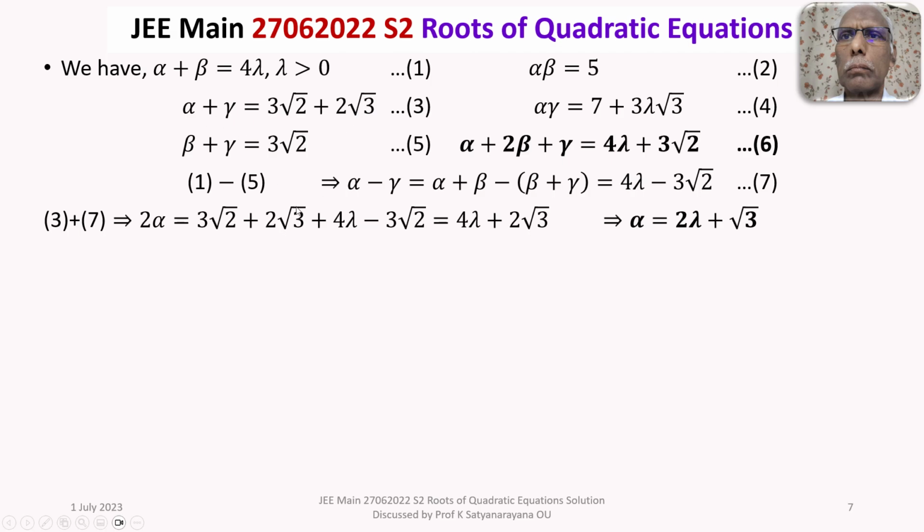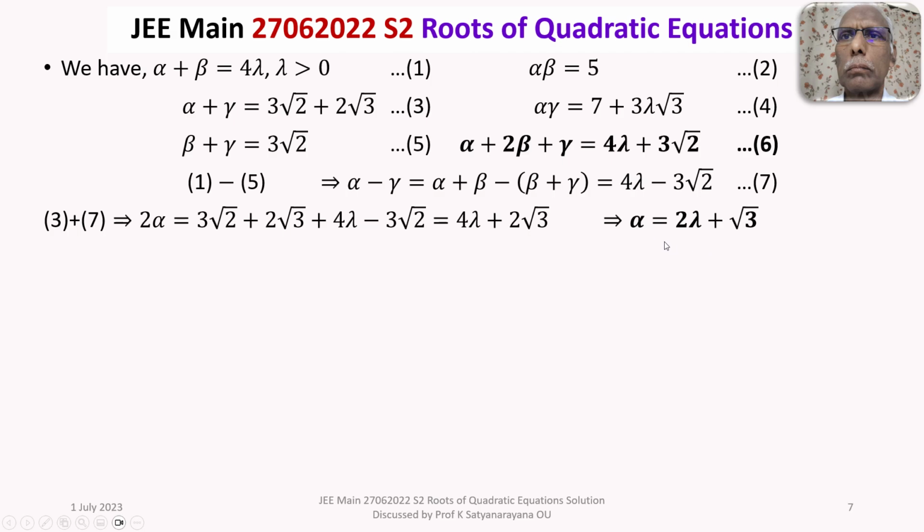3 root 2 plus 2 root 3, that is alpha plus gamma, and plus 7. In equation 7, 4 lambda minus 3 root 2 is there. 3 root 2 cancels. You will get 4 lambda plus 2 root 3. This is 2 alpha. So, then 2 is cancelled throughout. We will get 2 lambda plus root 3.